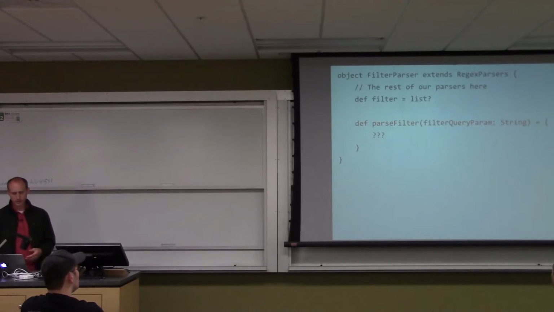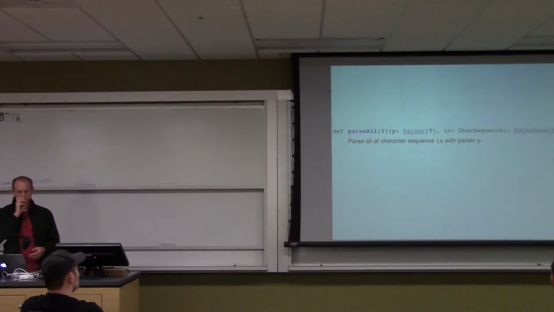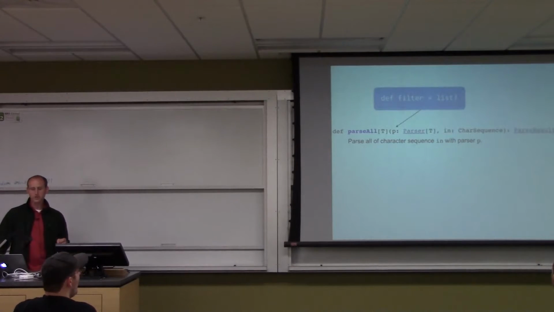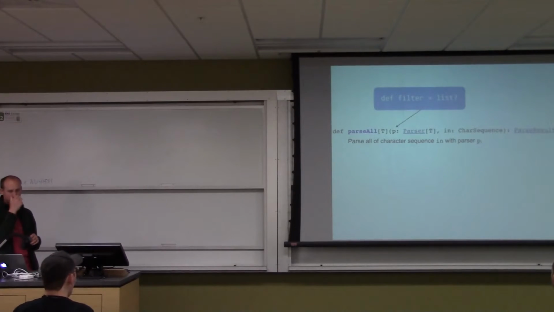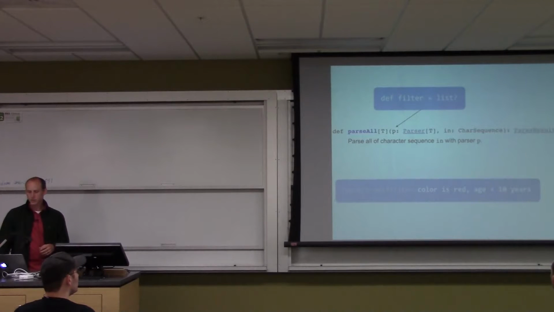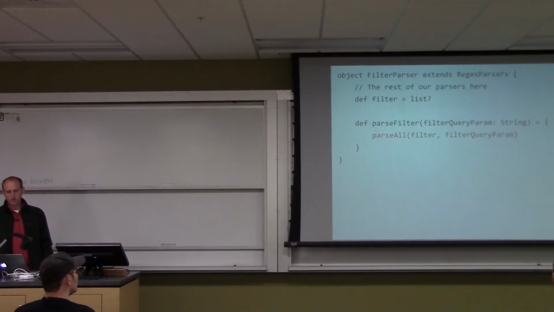What do we use? If we look at RegexParsers, it has a method called parseAll, which takes a parser and a char sequence. The filter that we just defined, filter equals list?, so 0 or more lists, is a parser object, so we can pass that in here. And our char sequence is that string that we pulled from the query: color is red, age is less than 10 years. So we'll pass in our filter that we defined, and then the query parameter that we got from our user.